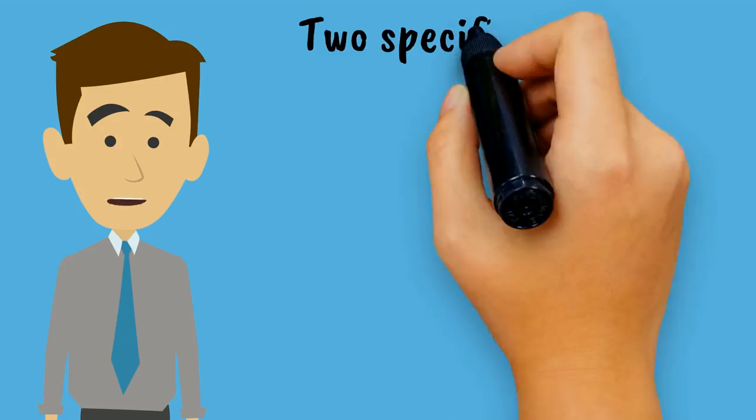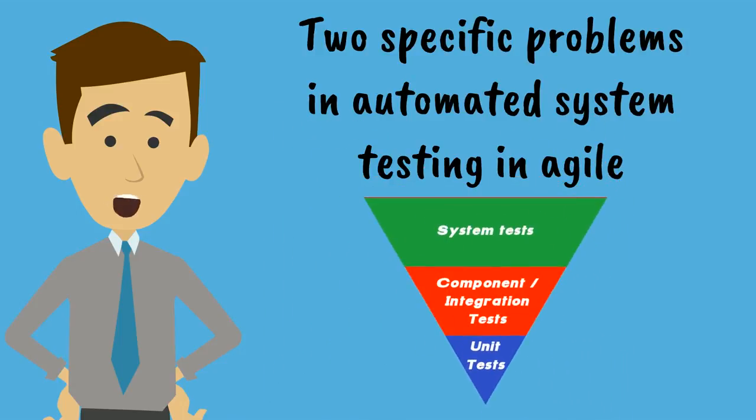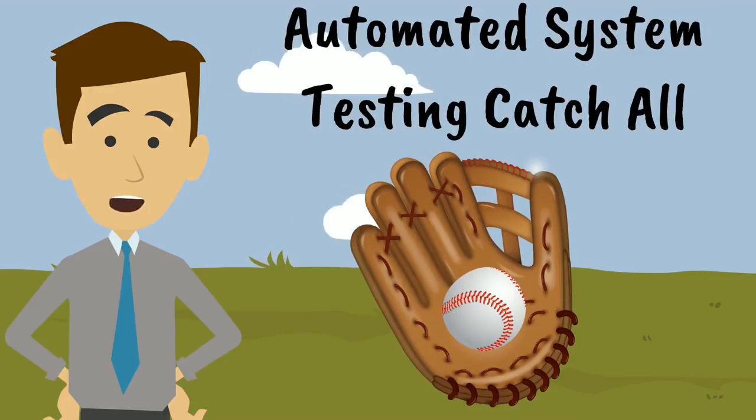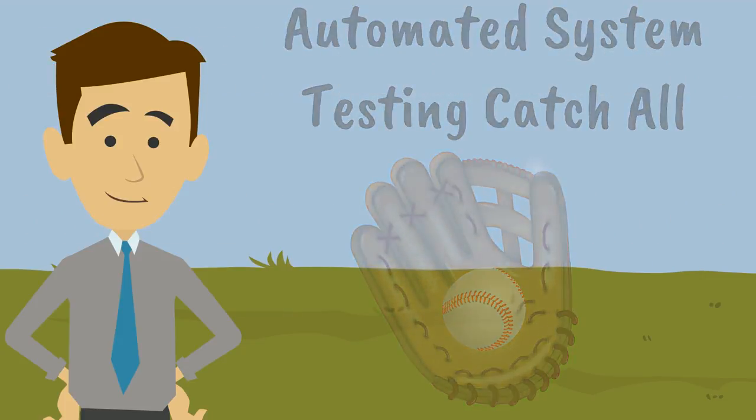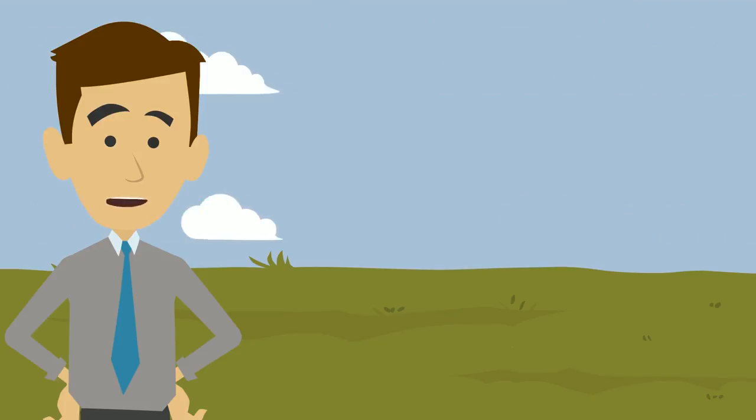I often see two specific problems with automated system testing in Agile. First is an inverted test automation pyramid, where the majority of the automated tests are at the system and user interface level. A common cause is inadequate unit integration testing, which forces system tests to be a catch-all. Second, I find that the automated system tests decay quickly over time. To understand why this happens, let's take a look at a common approach to automating system tests in Agile teams.